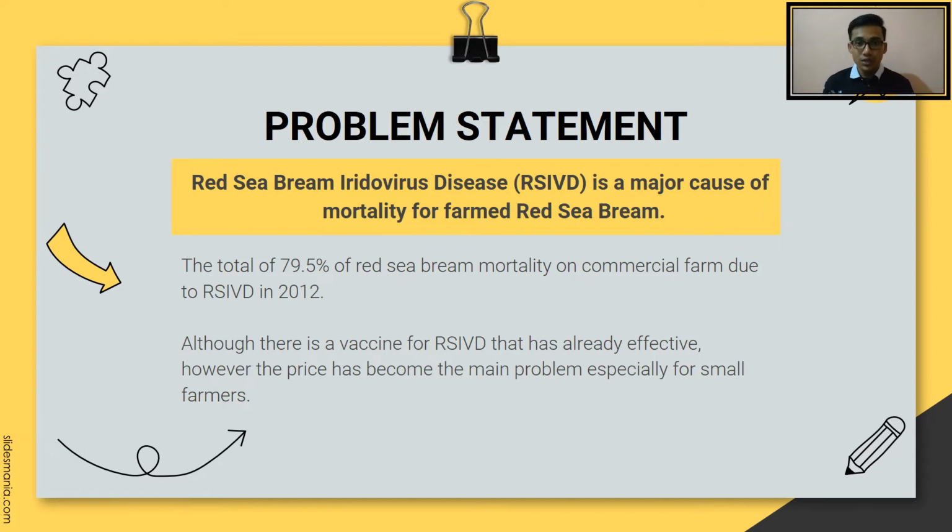Based on the statistics, a total of 79.5% of Red Sea Bream mortality on commercial farms was due to RSIVD in 2012. Although a vaccine has been produced and is already effective, the price has become the major problem, as it is troublesome for small farmers to buy it, as the cost and labor involved are prohibitive.